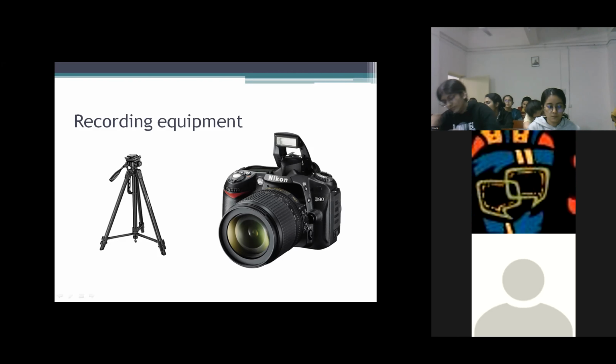Aaj tak bahut sara aisa data collect hua hai jo sirf voice recorder se. In fact, jab Kavita ma'am kaam kar rahi thi in the initial 20 years, she did it using a very simple voice recorder itself, and the work that she has done is phenomenal. Depend karta hai, again, when you are working with languages, when you are working with any community, your equipment is not the first thing or the most important thing. Important thing is the data.